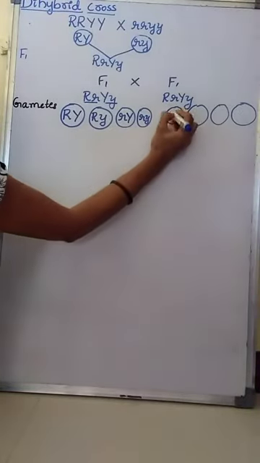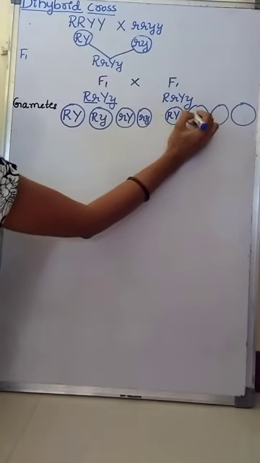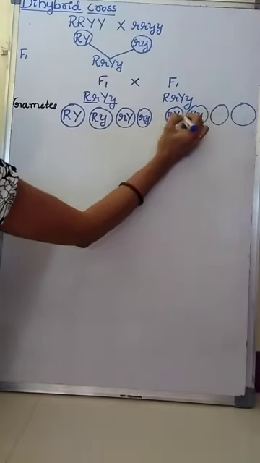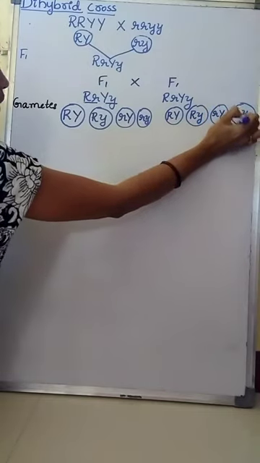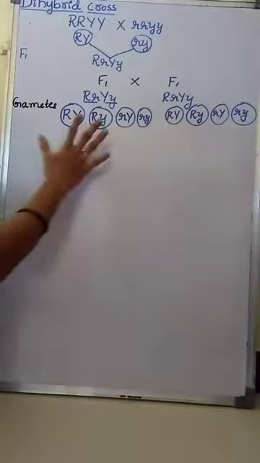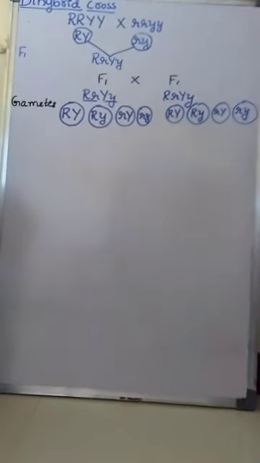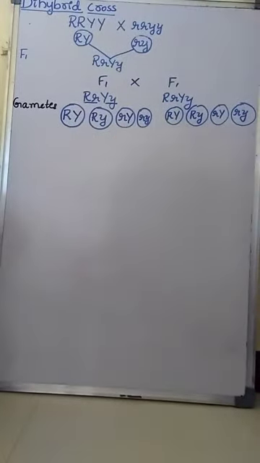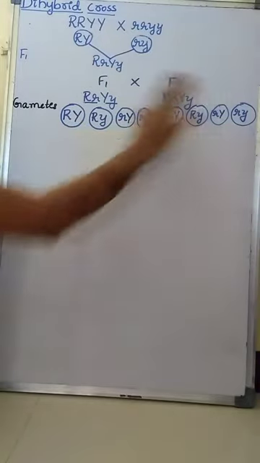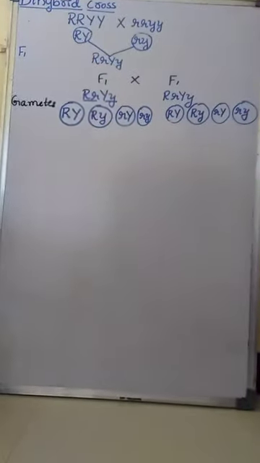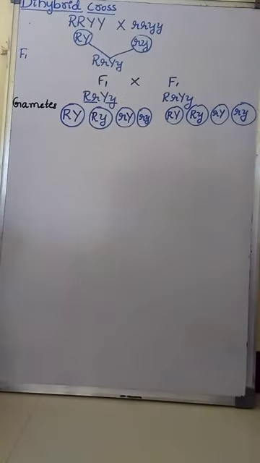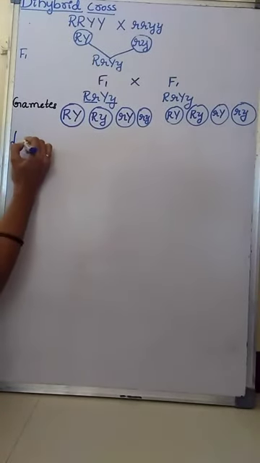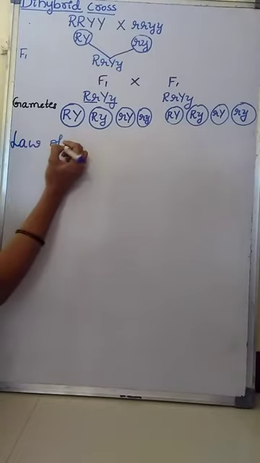Here also this parent produces the same type of gamete: capital R, small y, then small r, capital Y, small y. Like this, 4 types of gametes are produced. Here 4, but the gametes of this one are similar to this one. Next step is fusion of these gametes, or fertilization. Then the formation of gametes explains the law of independent assortment.